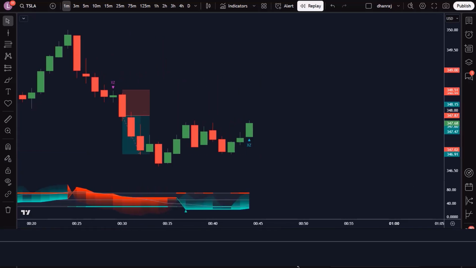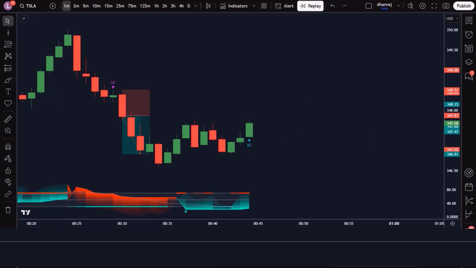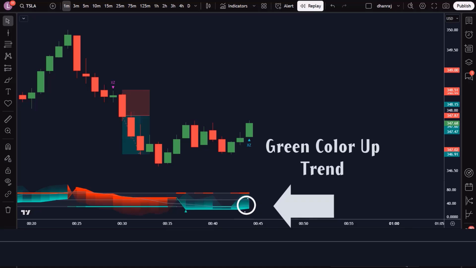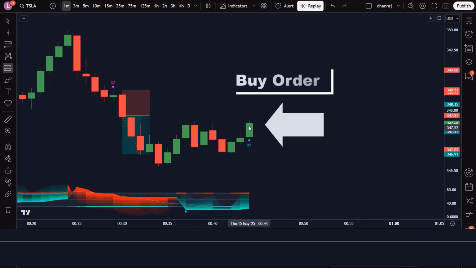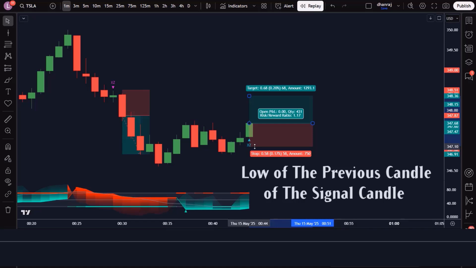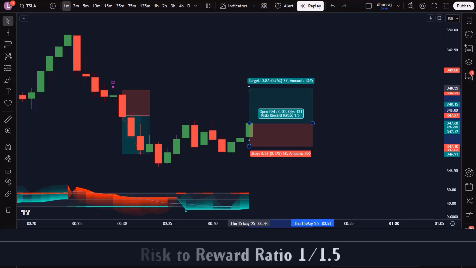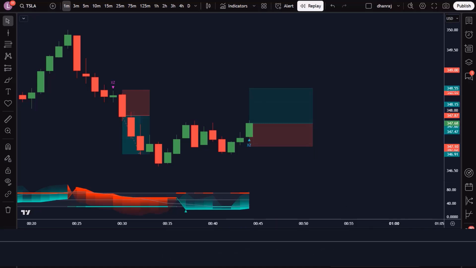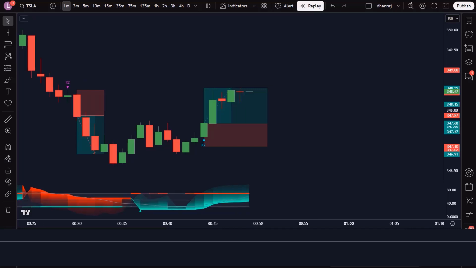We have got the signal. Here the QQE cross indicator gives us a buy signal. Here the super trended RSI indicator is green color uptrend. Here the market has made a bullish candle to give confirmation. So all our conditions are being fulfilled, so we are placing an order to buy. Our stop loss is to be placed at the low of the previous candle of the signal candle. And the risk to reward ratio will be 1:1.5. Let's see what happens to our trade. We have won this trade. Let's find the next trade.